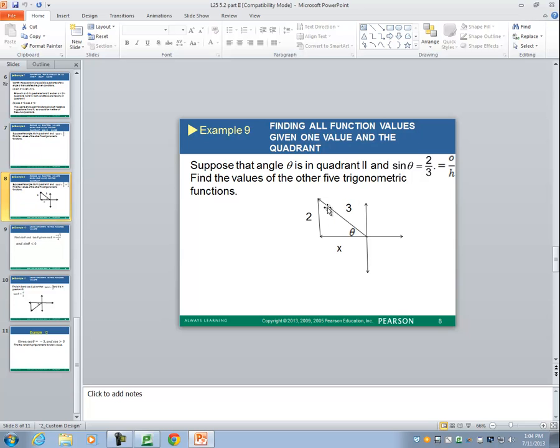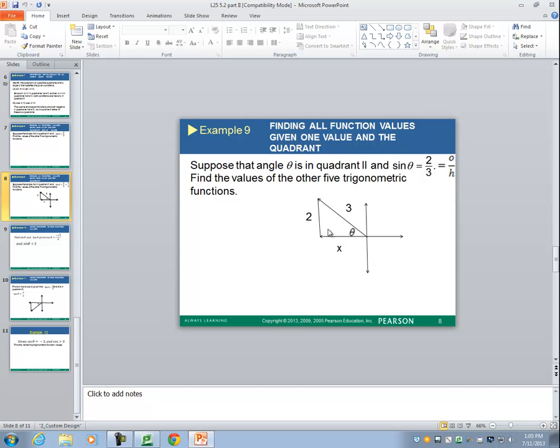First thing you want to do is set up a triangle. It tells you that it's in quadrant 2. So you have to look at this in terms of the ratio that sine has, which is opposite over hypotenuse. So we want to draw our triangle in quadrant 2. We always start at the origin, work out. And then since opposite, we always look at the side opposite angle theta, which is 2. And then 3, of course, is the hypotenuse.